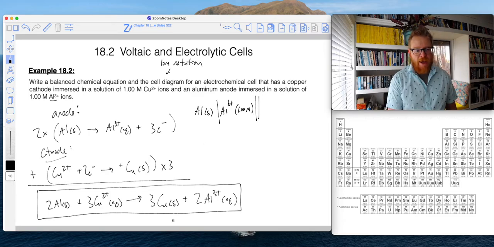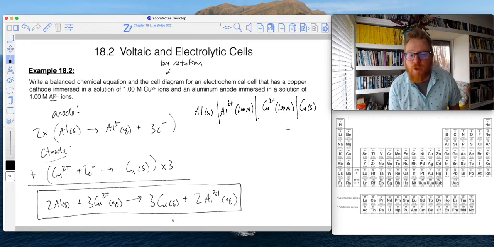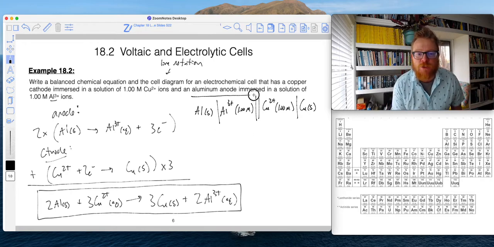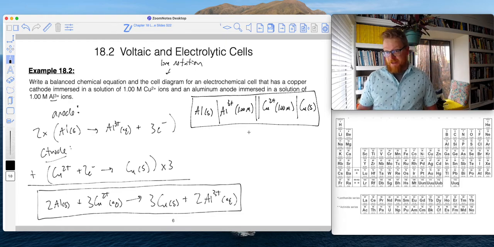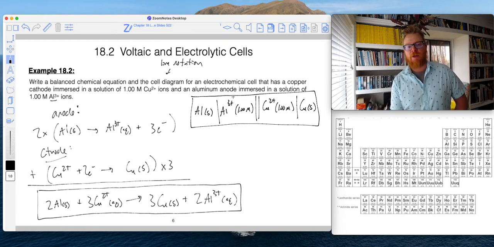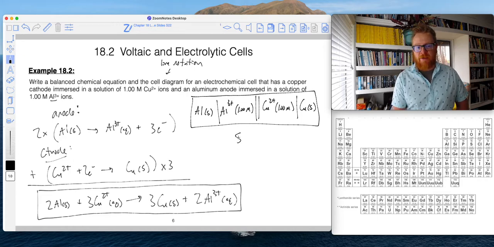And now we write the cathode half. So that's going to be copper 2 plus, and we were told that it's 1 molar, so we'll include that. And now we put a line that indicates the reaction arrow, and then that's copper solid. And note, we don't put any of the stoichiometric coefficients in this. So that's why it's a shorthand. This tells me I have an aluminum oxidation at the anode and a copper reduction at the cathode. So that's like my shorthand.